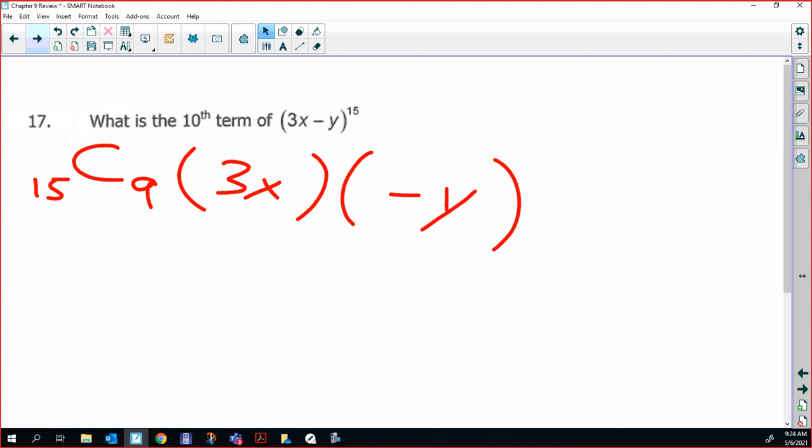Then we do the exponents. The back exponent is the same as r, so it's 9. And then since the power of this question is 15, the other one's got to be 6 because they have to add to be 15. Or you could just do 15 minus 9. It doesn't matter however you get it, as long as you get it. So all you need to do is work this out.